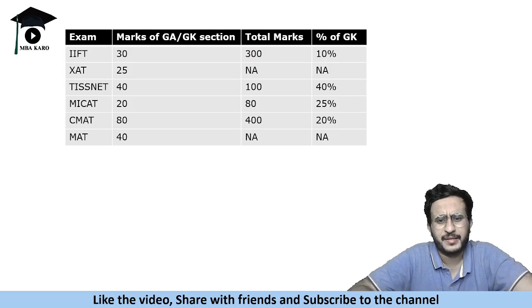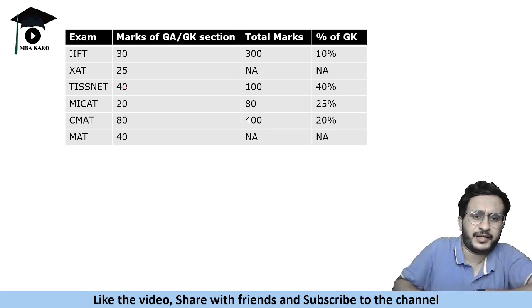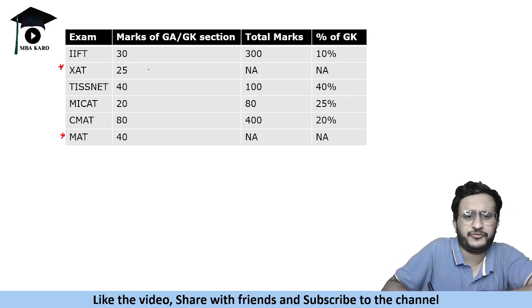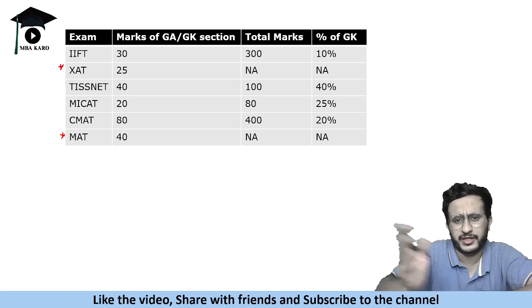So these are the examinations for MBA entrance that test general awareness. I have given this list, and among these examinations, in XAT and MAT, general awareness is tested, but the score is not counted for the actual scoring.